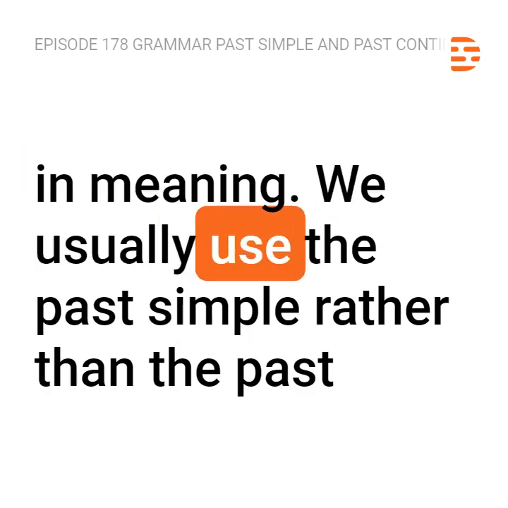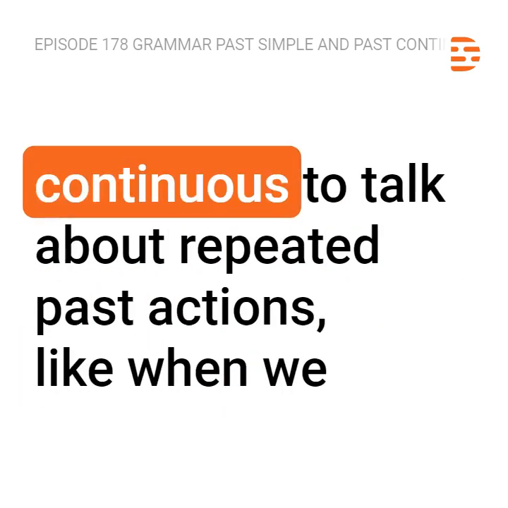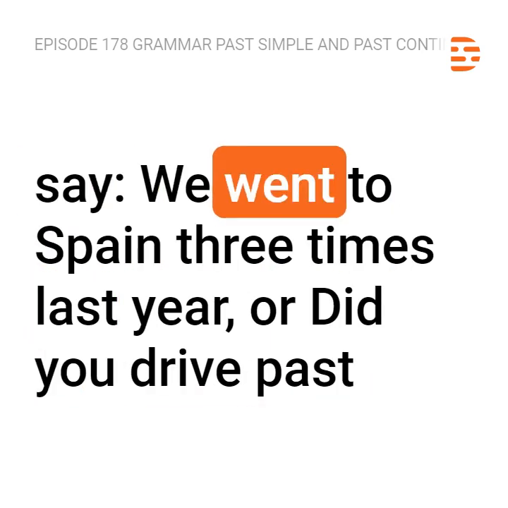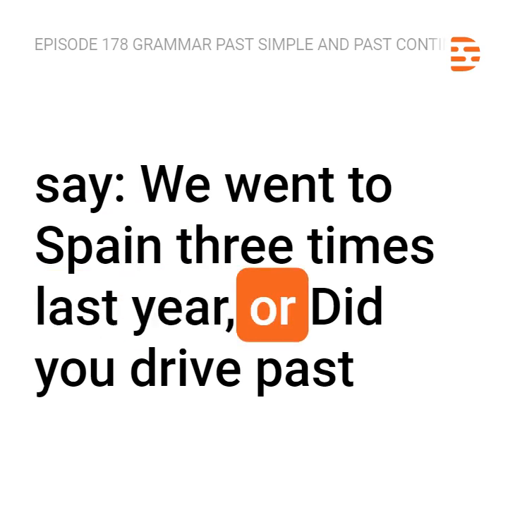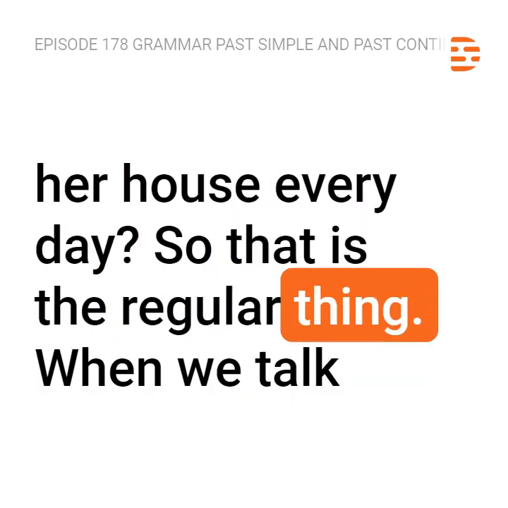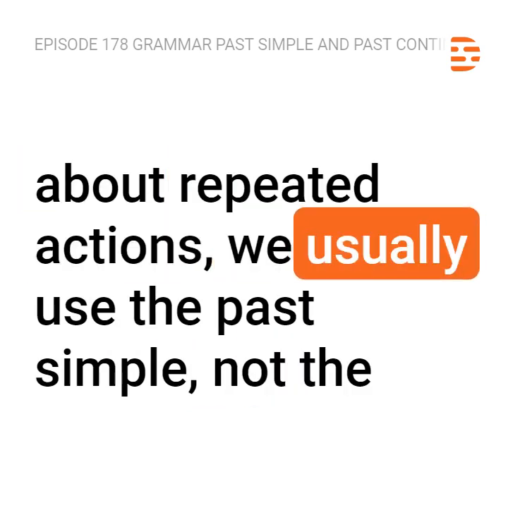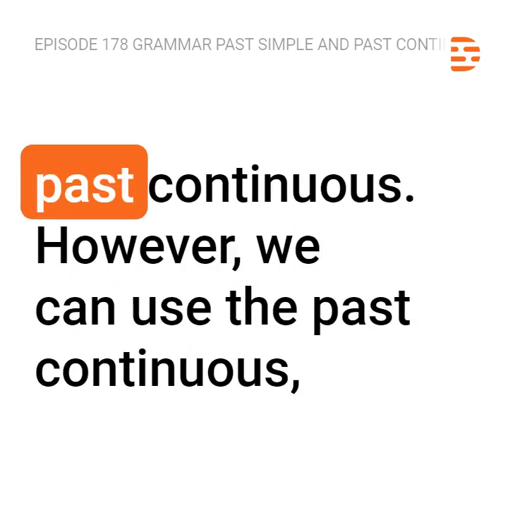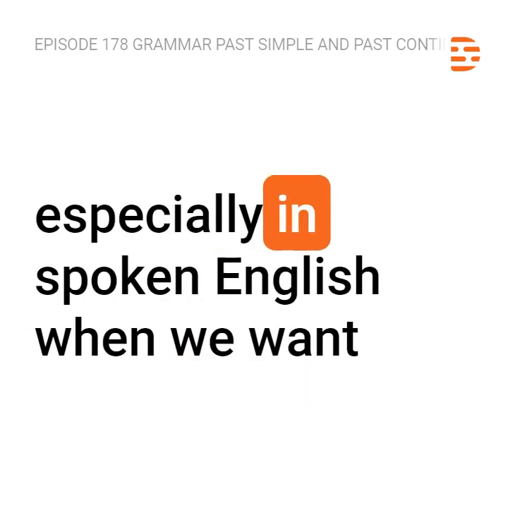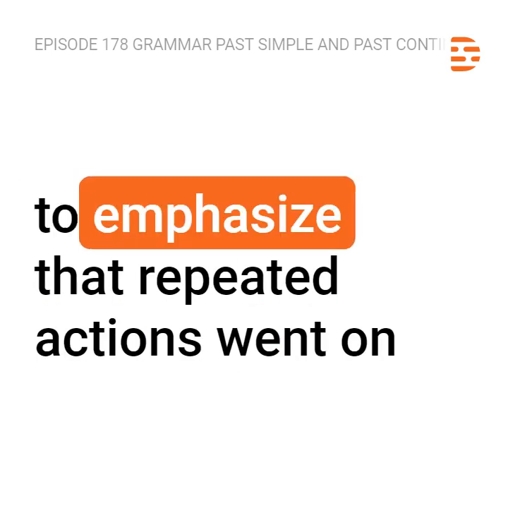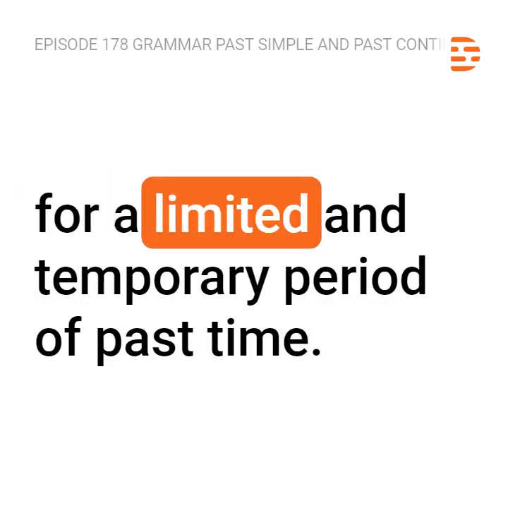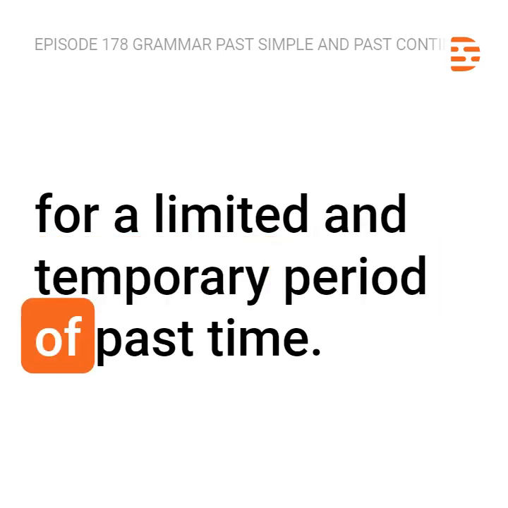Now, we usually use the past simple rather than the past continuous to talk about repeated past actions, like when we say, we went to Spain 3 times last year, or did you drive past her house every day? So that is the regular thing. When we talk about repeated actions, we usually use the past simple, not the past continuous. However, we can use the past continuous, especially in spoken English, when we want to emphasize that repeated actions went on for a limited and temporary period of past time.